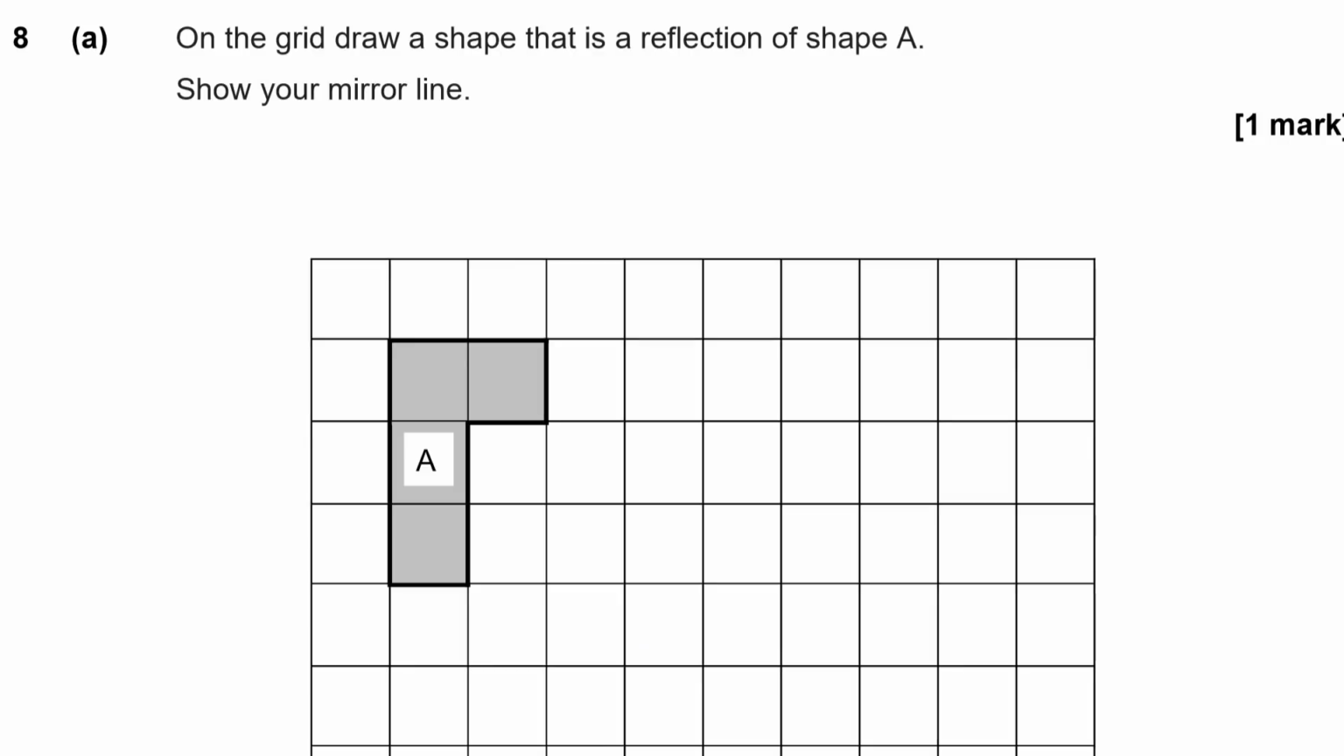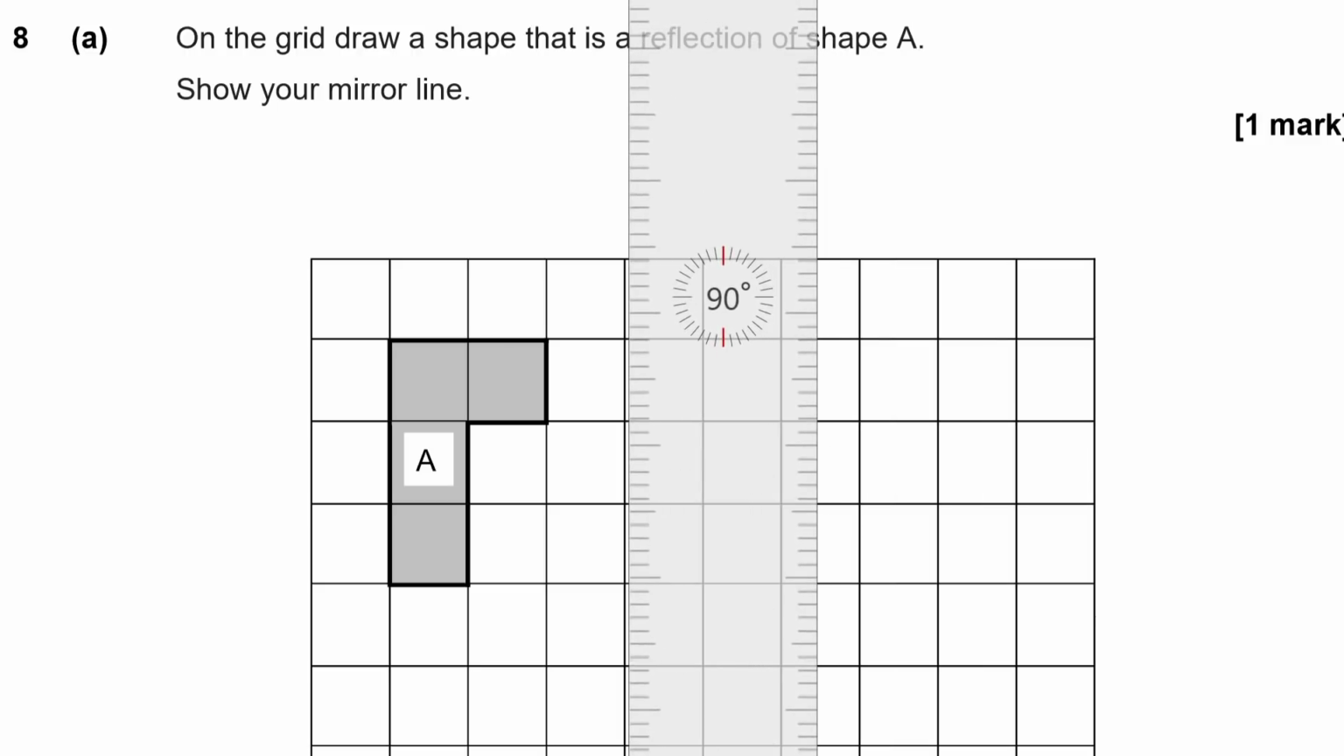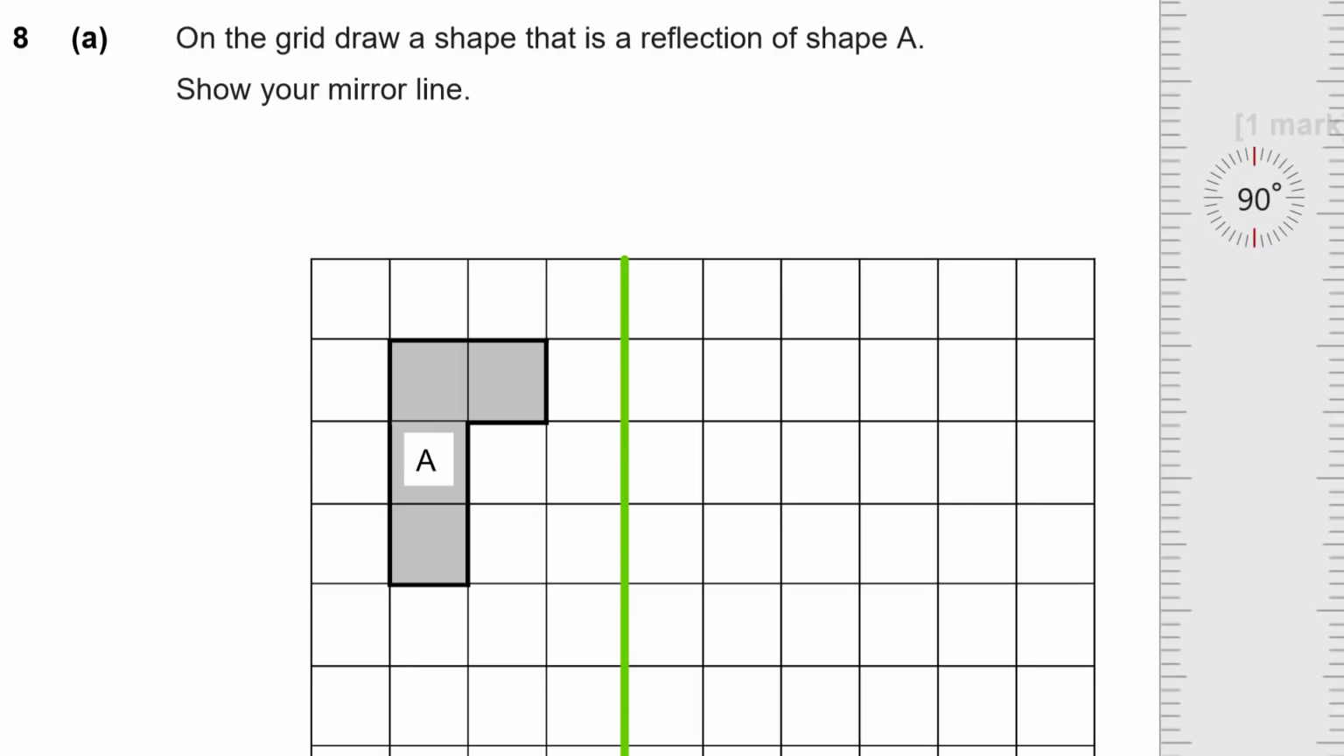Question 8a. On the grid, draw a shape that is a reflection of shape A. Show your mirror line. So there's no mirror line drawn. It just says we can add one in. So let's draw a mirror line here. You have a bit of a free choice for this.